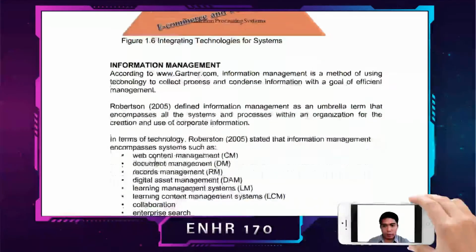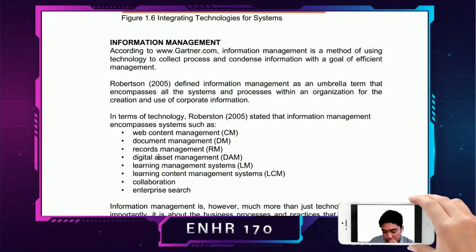Okay, let us define information management. Kanina, discuss natin is information system. Okay. So, how did we define information system kanina? Ang definition natin ng information system. Information system is the arrangement of people, data, process, and information technology that interact to collect, process, store, and provide the output and information needed to support an organization.